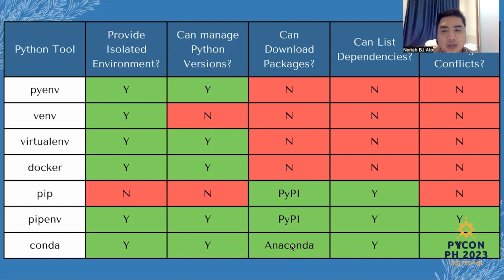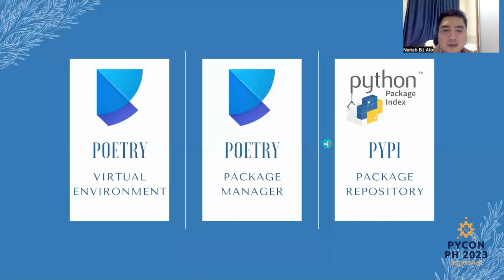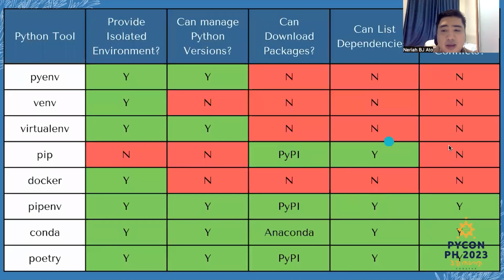I am actually pushing for people to use Poetry instead. Now Poetry already provides both virtual environment and package management. As you can see on this table here, it can also change Python versions. It also downloads packages from PyPI and can resolve package conflicts. And it has an extra feature that I will discuss later.